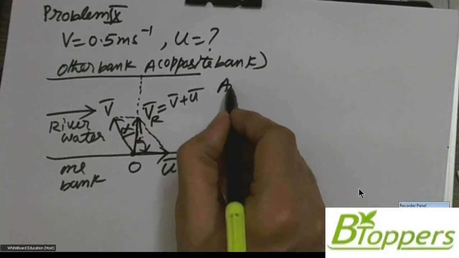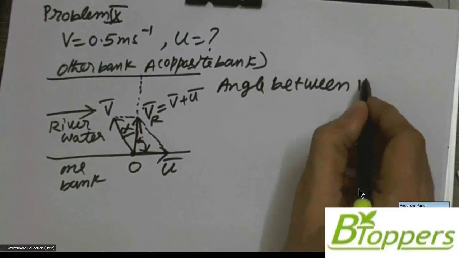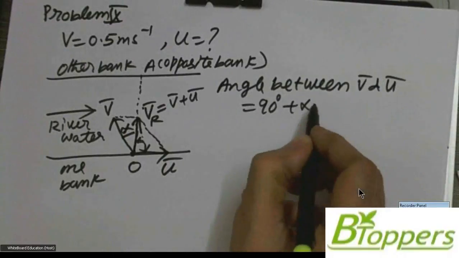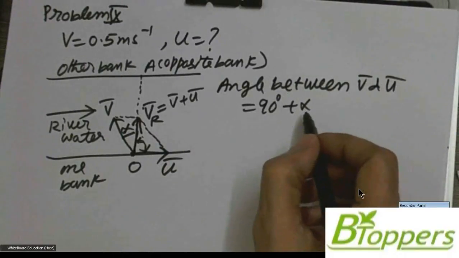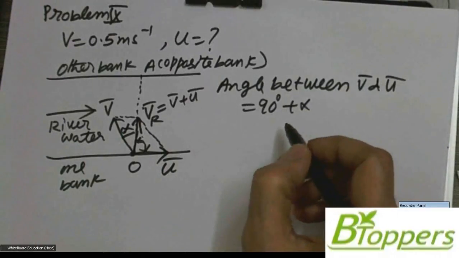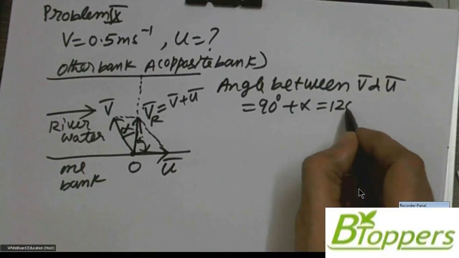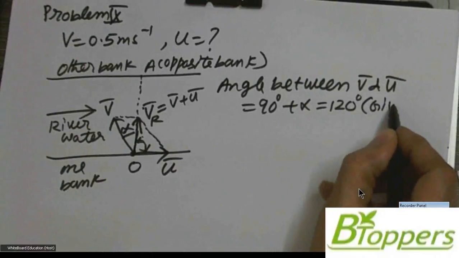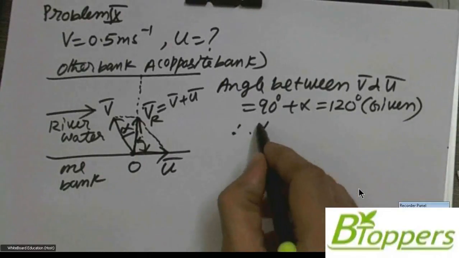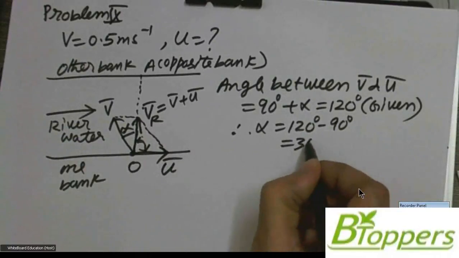So here the angle between V bar and U bar is 90 degrees plus alpha. You are given that the man swims at an angle of 120 degrees with the direction of the water flow. That means this angle is given to be 120 degrees. Therefore, alpha is equal to 120 degrees minus 90 degrees, or 30 degrees.